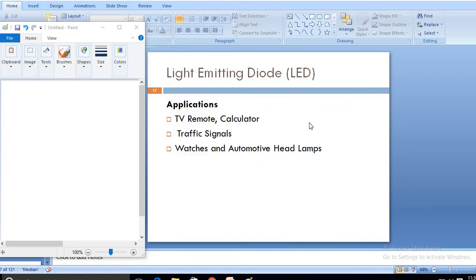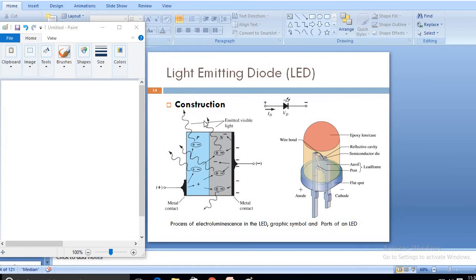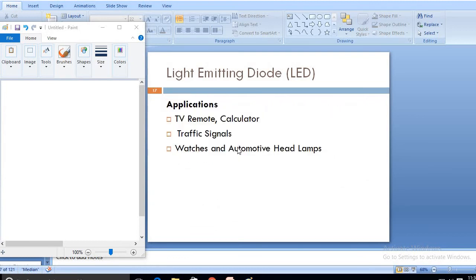Some of the applications of LED: we use them in TV remotes, calculators, traffic signals, watches and automotive head lamps. These are all the applications where I need to use an LED. For the examination purpose, only the construction part, this diagram, the explanation of it, and the working principle of it, you should remember these two concepts. I hope you are clear with this, guys.